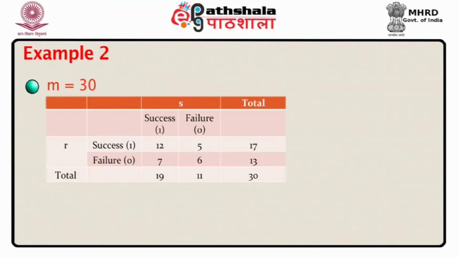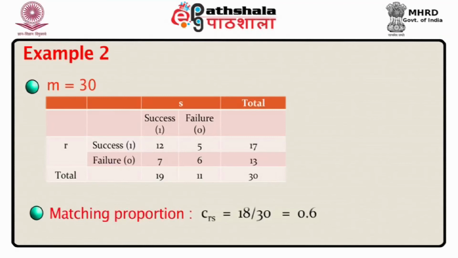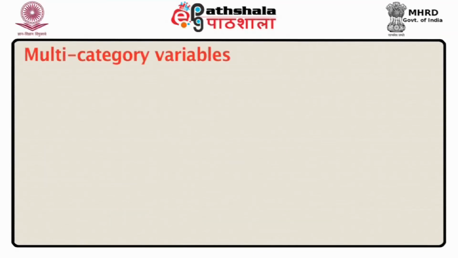One is both have a success and the other is both have a failure. So in this case, instead of the previous two measures, we look at the matching proportion measure, which gives us A plus T, which is numerator 18, and this is divided by the total number of characteristics, which is 30, and this gives us 0.6, which means again they are moderately closely similar.